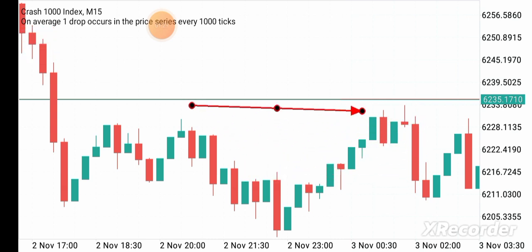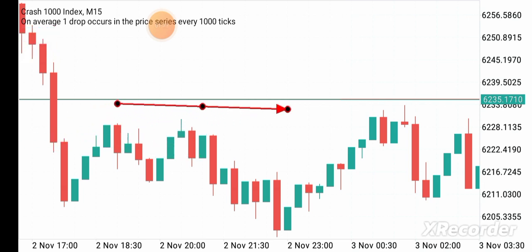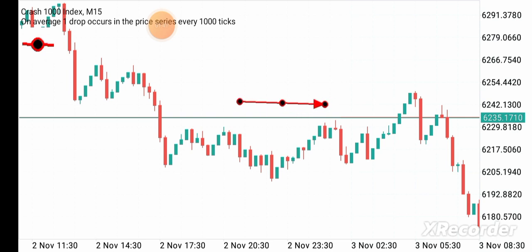Now let's check for another one. Look at the same candlestick pattern here. Then immediately after it, the next candlestick was a spike. Mind you, we are on Crash 1000, so these red candlesticks are spikes. Then let's keep on checking, guys. Look at another one here.